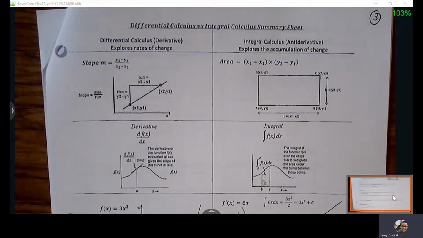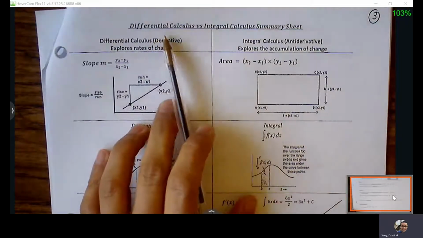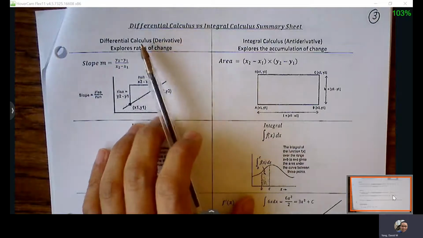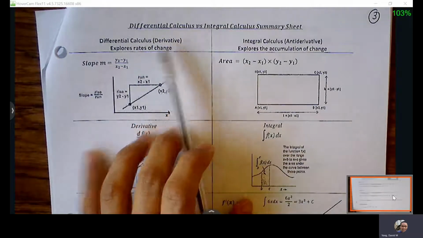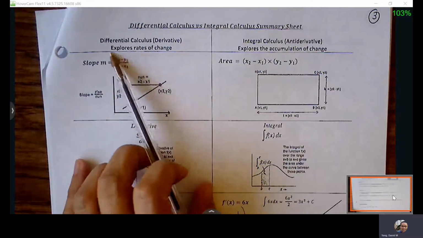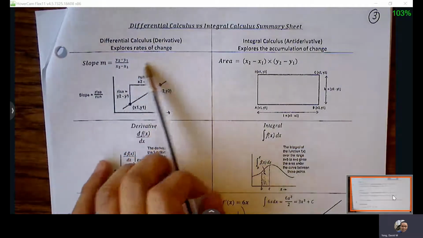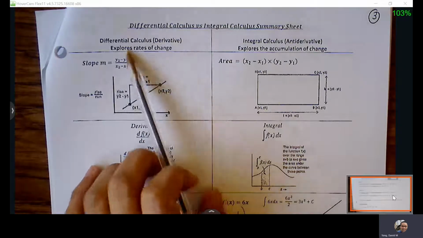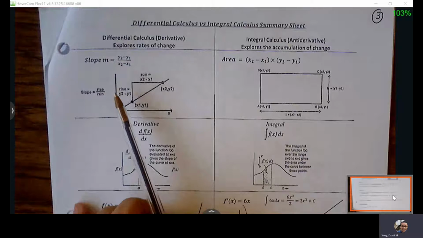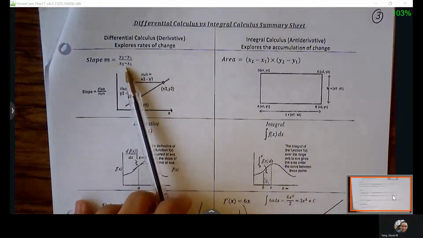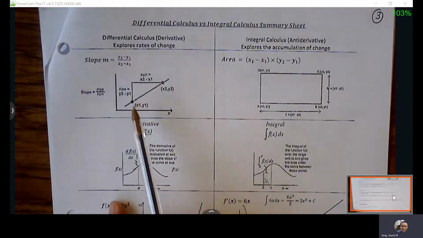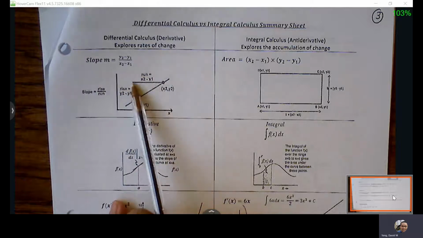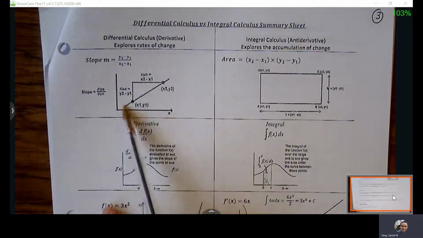Okay, so the big idea here is that first semester was all about differential calculus, which is basically derivatives, right? And a derivative is just a fancy word for slope. First semester, we explored rates of change. We found the rate of change at a point of a graph. And we know that slope, algebraically, is kind of division: change in y over change in x. If we do change in y over change in x, we get the slope, the rate of change of that line or of that graph.